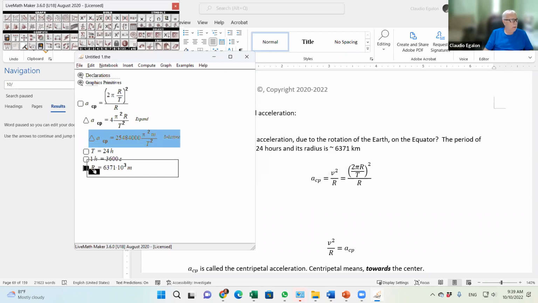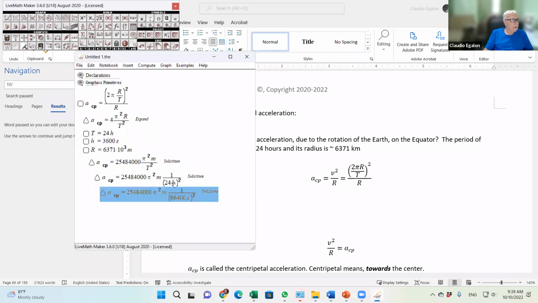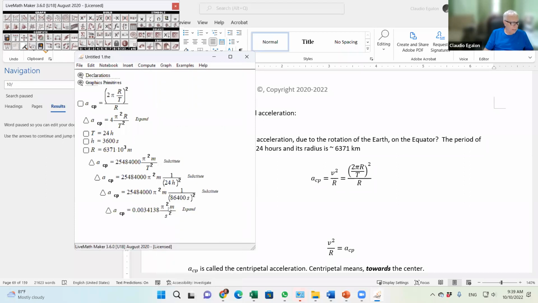Okay, T is 24 hours. I put 24 hours there, but we have to change the hours to seconds. Now I have it. Now you can do it. And I go ahead and do my calculation, expand.